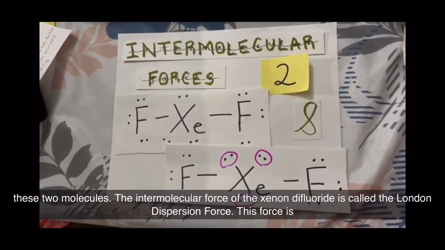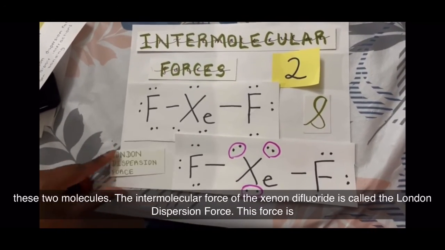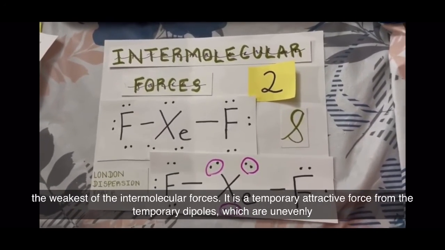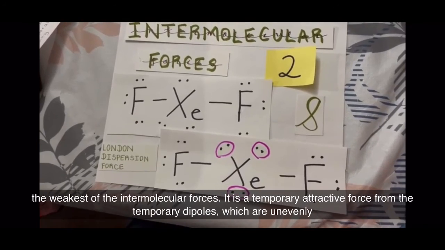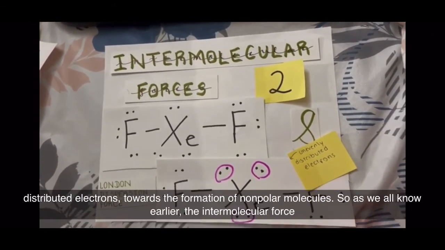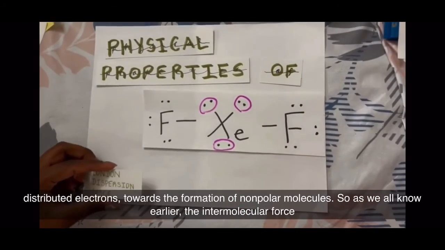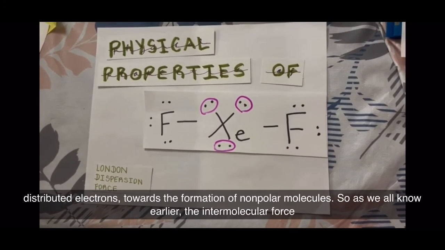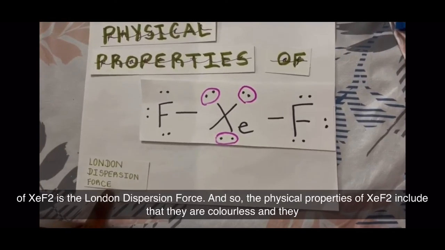The intermolecular force of the xenon difluoride is called the London dispersion force. This force is the weakest of the intermolecular forces. It is a temporary attractive force from the temporary dipoles, which are unevenly distributed electrons towards the formation of nonpolar molecules. So as we all know earlier, the intermolecular force of xenon difluoride is the London dispersion force.